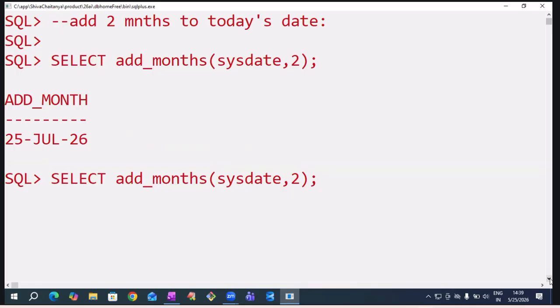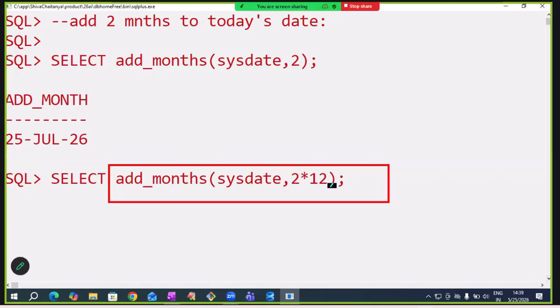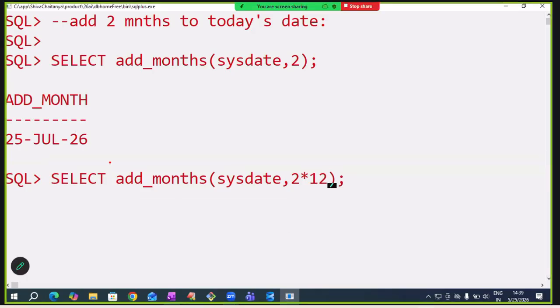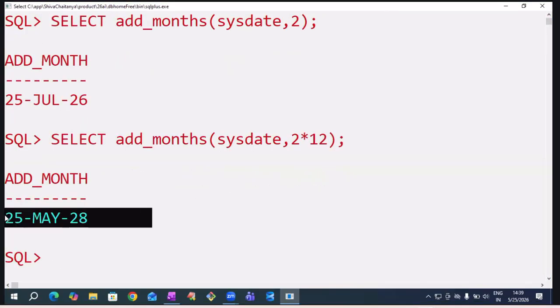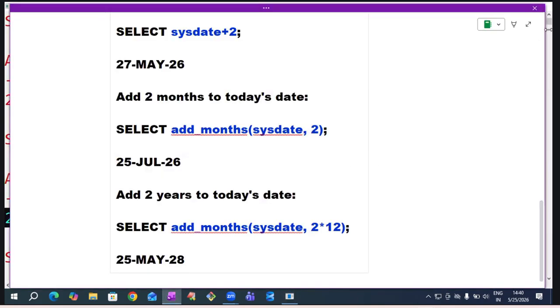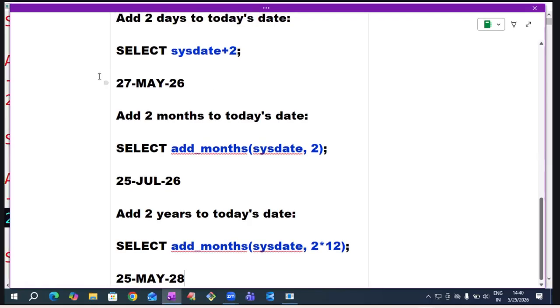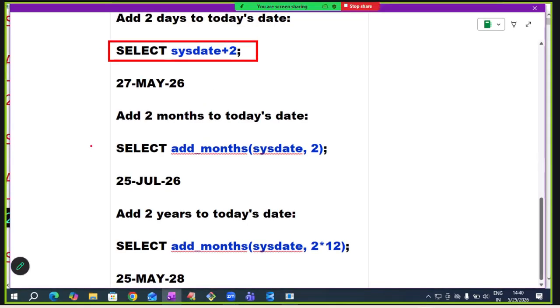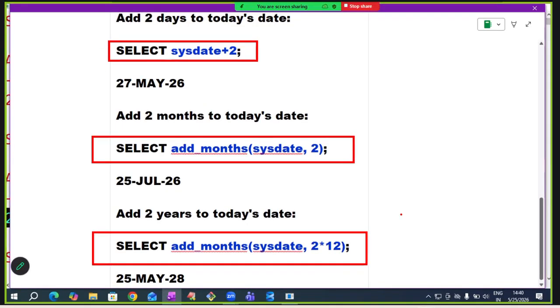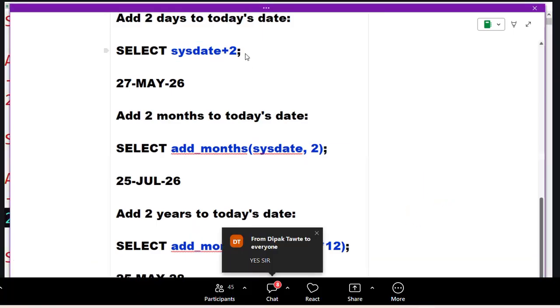Next, I want to add 2 years. So to add 2 years, write 2 into 12. Add months of sys date, comma 2 into 12, means 24 months I am adding. So 2028 we get. 25th May 2028. Observe. After 2 years date I am getting. So this is about adding days, months, years. So please confirm, sir. Is it clear about these three cases? Next, subtracting.